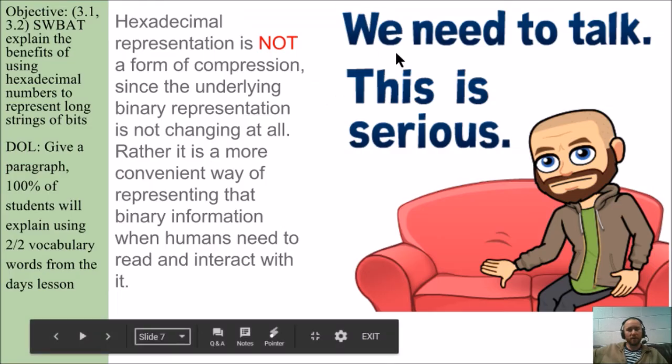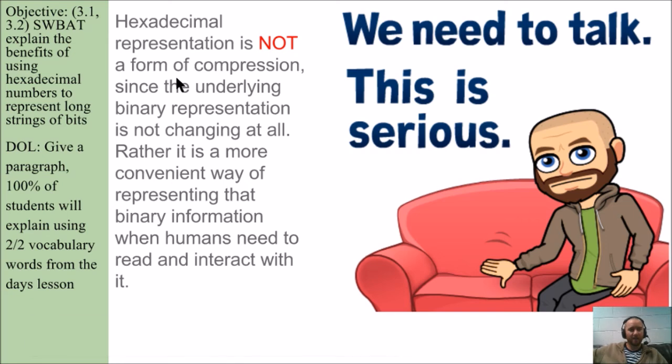So before we begin, we need to talk. Hexadecimal representation is not a form of compression. So I just told you, if you're feeling comfortable with hexadecimal, go ahead and use it. But what I don't want you to do is think that you're compressing binary by using it. All you're doing is visually changing the binary so your brain can understand it so much better, okay? It says here that the underlying binary representation is not changing at all. Rather, it is a more convenient way of representing that binary information.